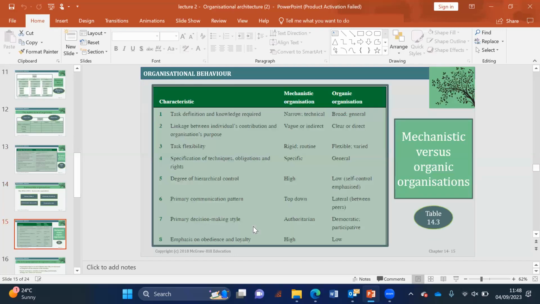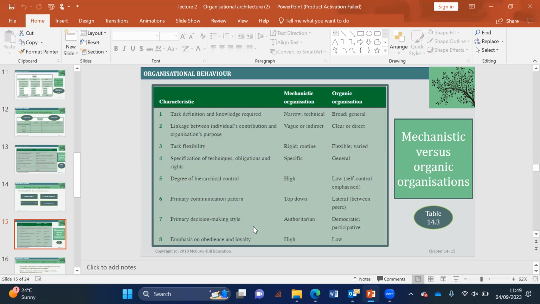Now let's look at mechanistic versus organic organizations. Now, first of all, the task definition and knowledge is very narrow and technical when it comes to mechanistic. Now, the mechanistic word is derived from machine or mechanics. That means it's very rigid, it's defined. And organic is coming from organic or natural. So the natural or organic type of organization has a broad and general task definition. The link between individual contribution and organization's purpose in mechanistic, it might be indirect or a bit confusing, but in organic, it's clear and direct.